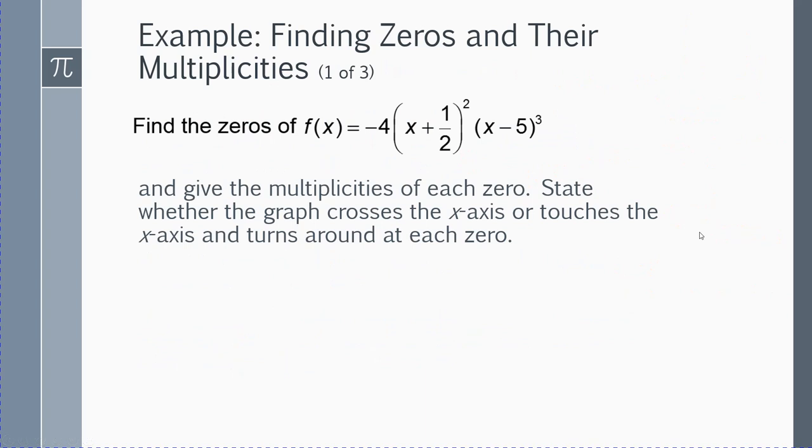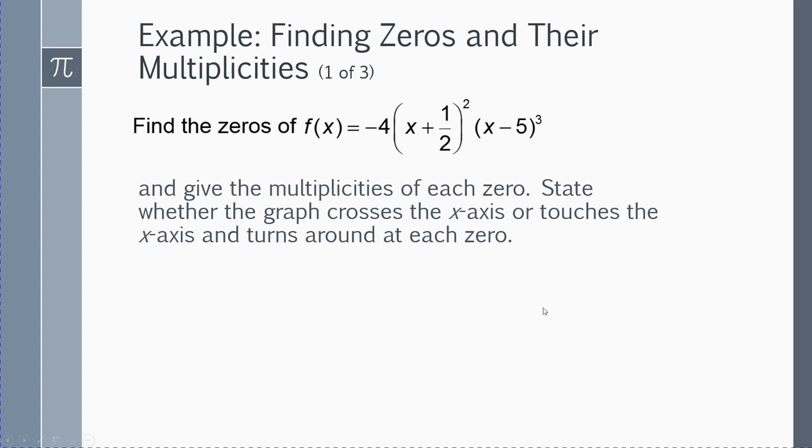All right, so let's do this example here. Let's find the zeros of this function. So f of x is equal to -4 times x plus 1/2 squared times x minus 5 cubed, and give the multiplicities of each 0. State whether the graph crosses the x-axis or touches the x-axis and turns around at each 0.